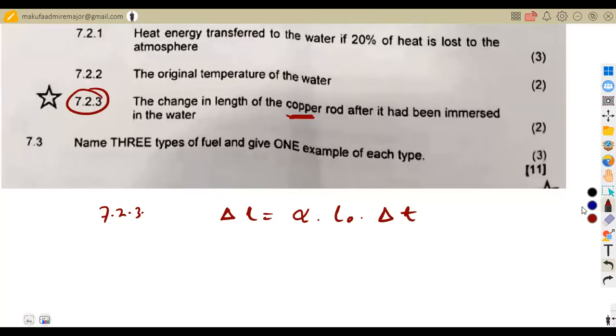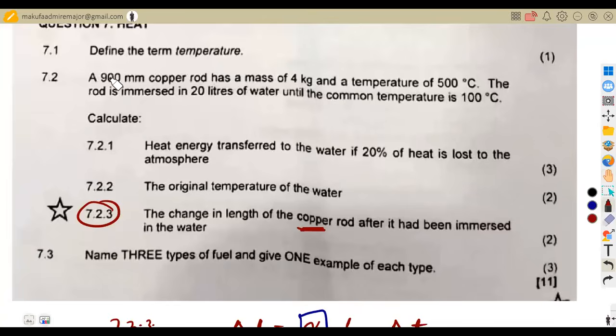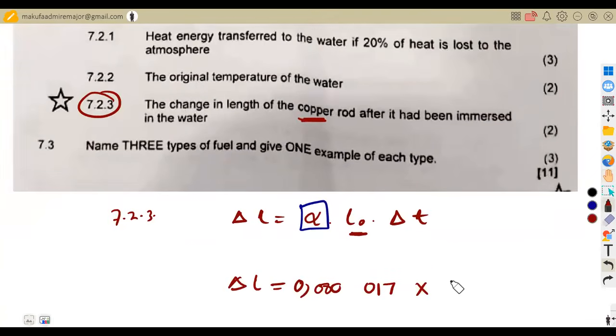So we are going to take the linear coefficient of expansion of the copper rod, which we are given also from our information sheet. It's given as 0.17, all right, times the original length of the copper. The original length is the one that we have. The length of copper originally is what? 900 millimeters. So if you use millimeters, your change in length is going to be in millimeters, all right?